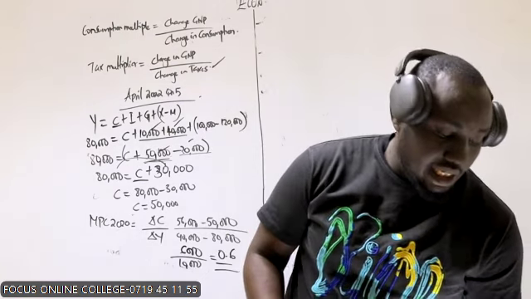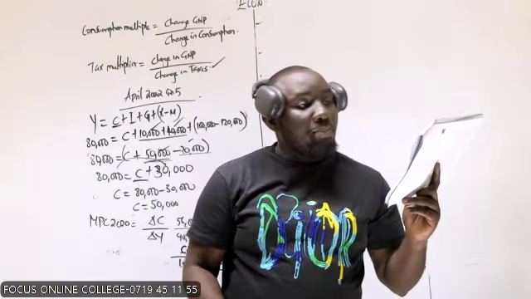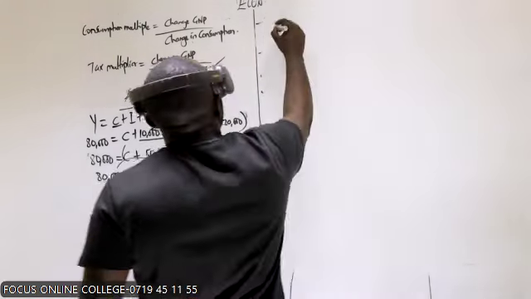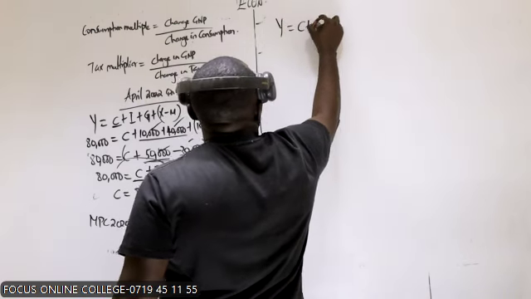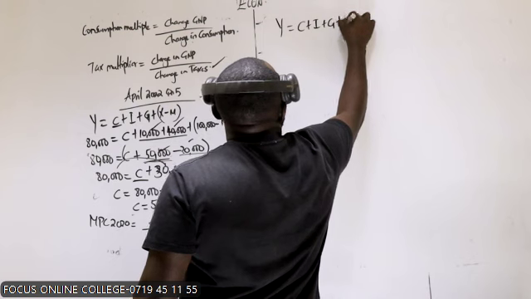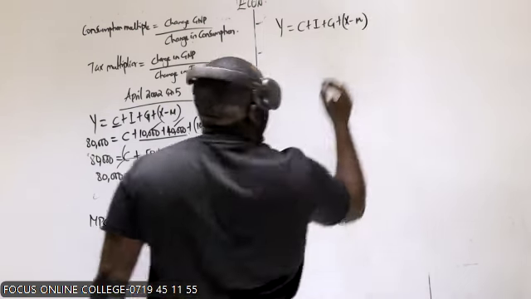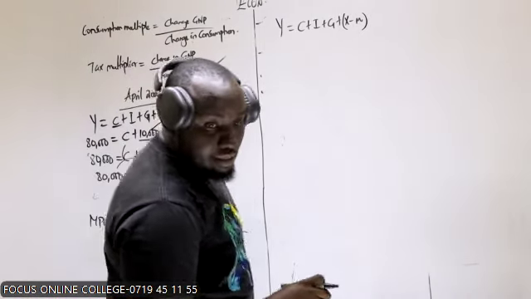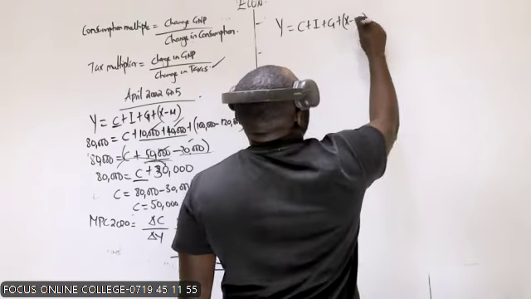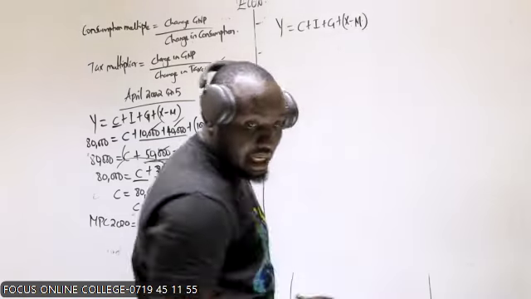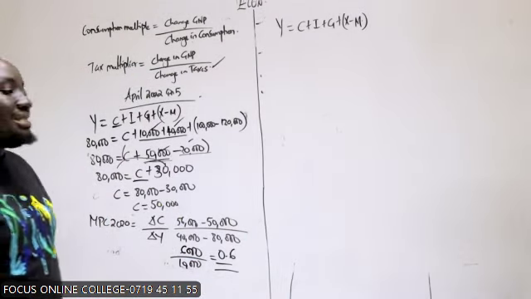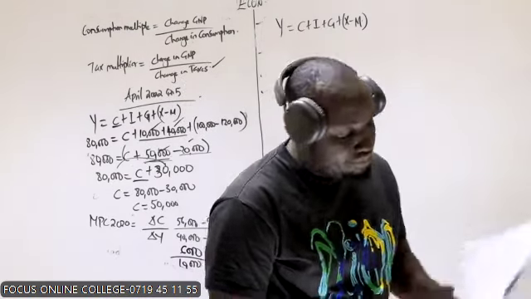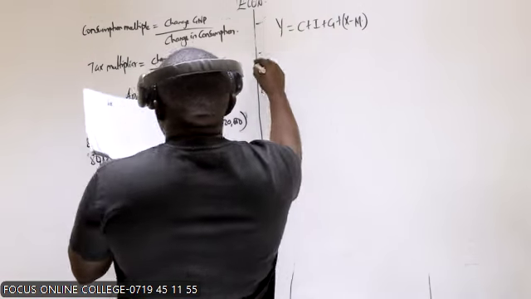So they ask us again, they tell us to find the level of import in 2021. Again, I come with my formula. I understand that national income is equal to C plus I plus G plus X minus M.